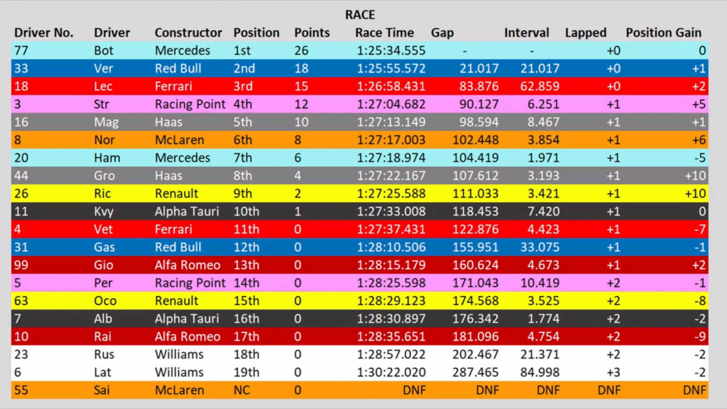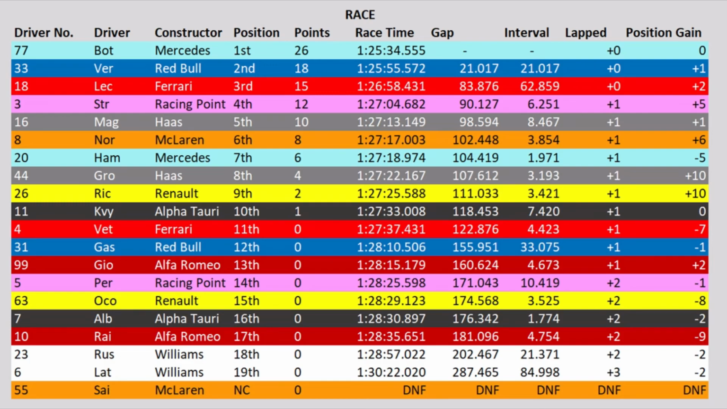Magnussen and Norris are next, the latter having a very good race from 16th to 6th, but Hamilton though had a shocker down in P7, 3 seconds clear of Grosjean and Ricciardo in the Renault. Kvyat rounds off the top 10, scoring the last point for AlphaTauri.